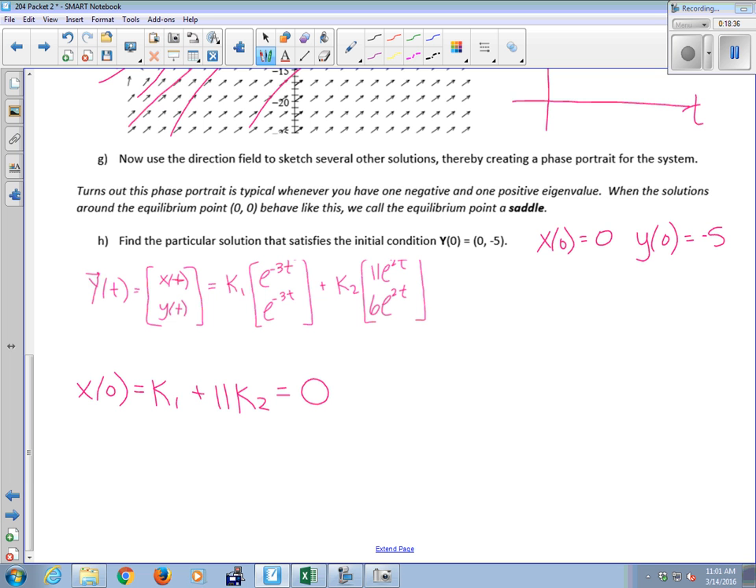And then y of 0, that y is the second component of my vector. So I'm just going to read off the second components. So when I plug in a 0 for t, I have k1 plus 6k2, and that's supposed to be -5. So I have two equations with two unknowns. You can use your favorite method to solve this. You could set up a matrix. You could row reduce it. You can use technology. You can use substitution or elimination.